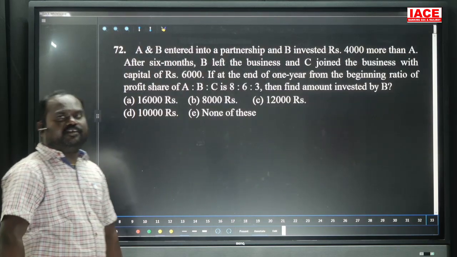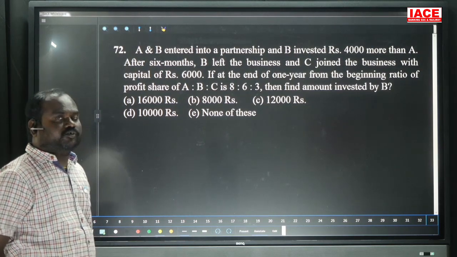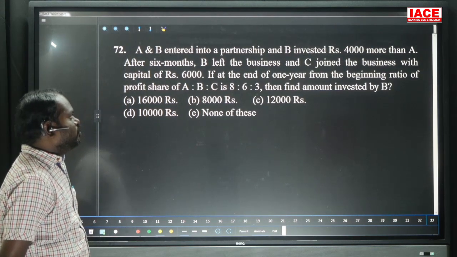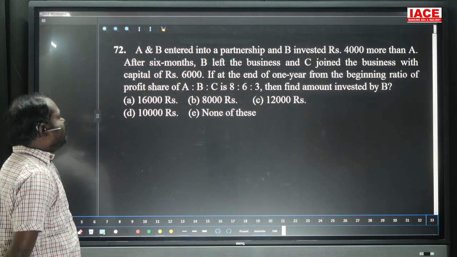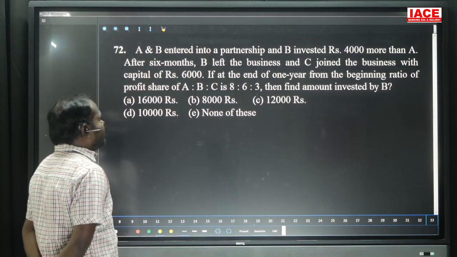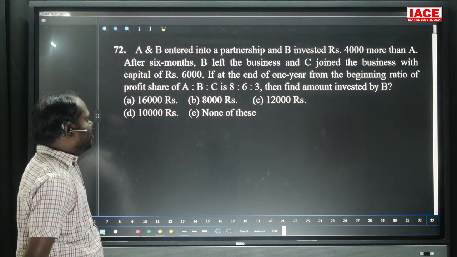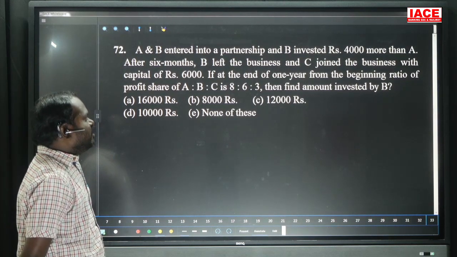A and B entered into partnership. B invested 4,000 rupees more than A. After 6 months, B left the business and C joined the business with a capital of 6,000. If at the end of 1 year from the beginning the ratio of the profit shares of A, B, C is 8 is to 6 is to 3, then find the amount invested by B.